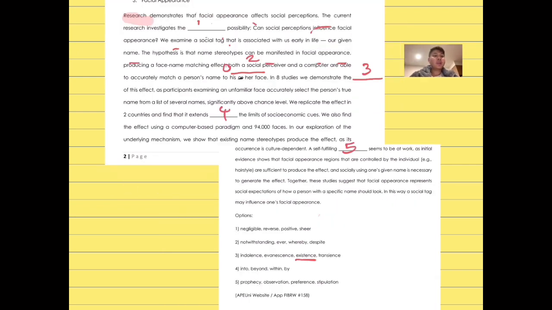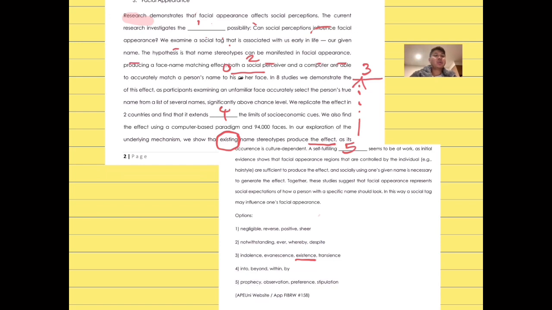For the third one, we have to go with the noun existence, the existence of this effect. I think you understand the verb exist, right? And you see here, you have the clue that helps you. Existing name stereotypes produce the effect. You see, the existence of this effect. Existing produce the effect. They help you here. So this is definitely gonna be existence.